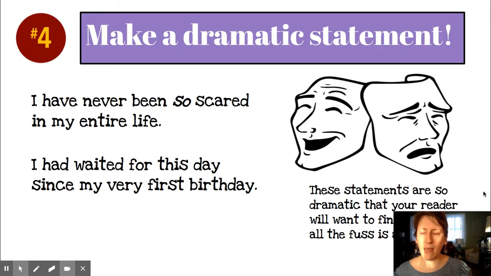Okay, and the last way to write your hook is to make a dramatic statement. So these statements are so dramatic that your reader will want to find out what all the fuss is about. Okay, so I have never been so scared in my entire life. Oh, what happened? Or this one, I have waited for this day since my very first birthday. Hmm.